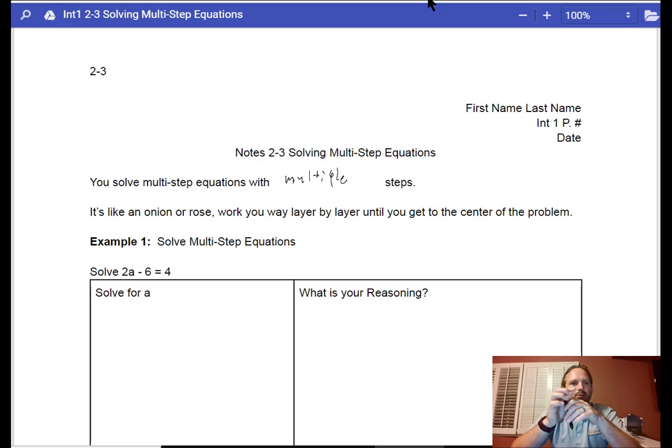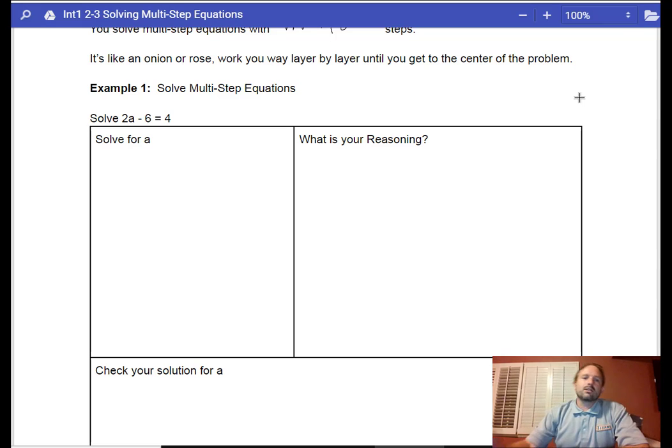Now, sure, it's going to be hard. Like you could dig deep in and pull off a part. But it'll be tough because there's multiple layers here. So we like to go layer by layer until you get to the center of the problem. So, example 1, solve multi-step equations.